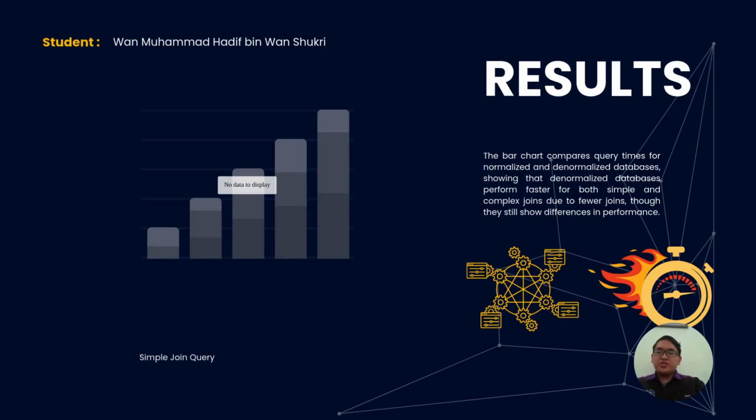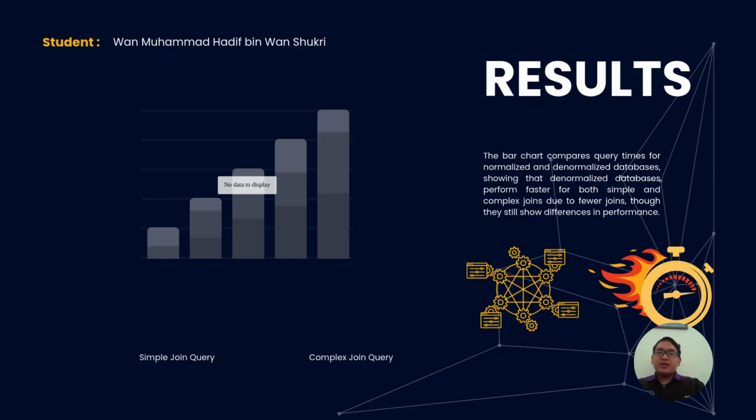So we proceed to the results. As you can see, we're comparing query times between normalized and denormalized databases for both simple and complex join queries. The key insight here is that the denormalized database consistently performs faster. This is mainly because it requires fewer joins, which reduces the total processing time. For the simple join query, the difference is minor. Normalized took slightly longer, but when it comes to complex joins, the gap becomes more noticeable.